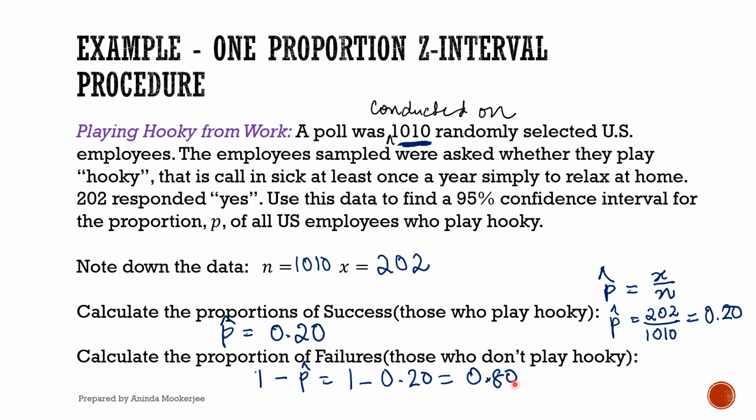In other words, 20% of the people surveyed said they played hooky and 80% said they do not play hooky. When we talk about proportions, it's 0.20 for the success proportion and 0.80 for the failure proportion, those who did not meet the specified attribute that we were looking for. Always remind yourself that the proportion has to be a value between 0 and 1. If you are getting a value which is negative, or greater than 1, then there is a problem in your calculation. You have to go back and check your calculation.